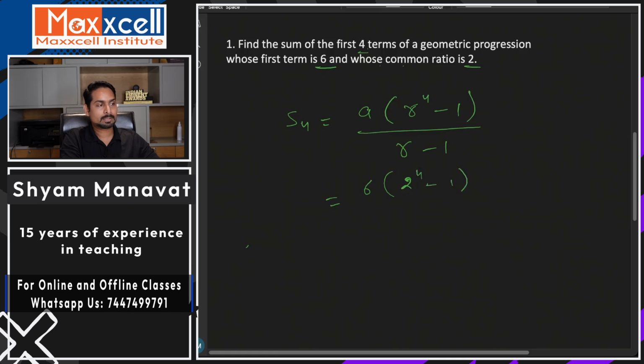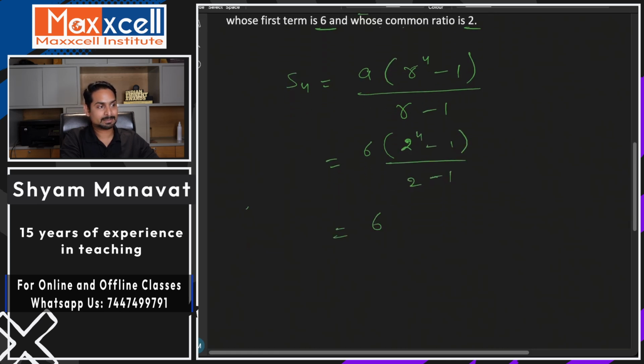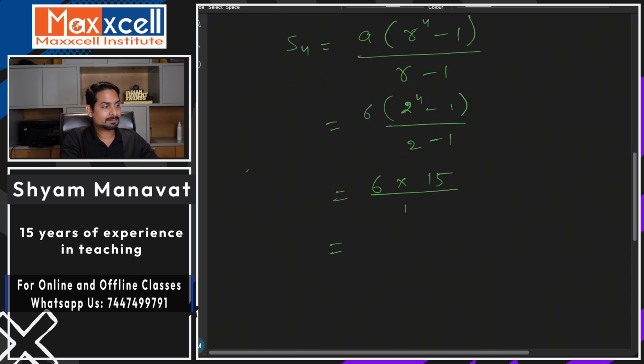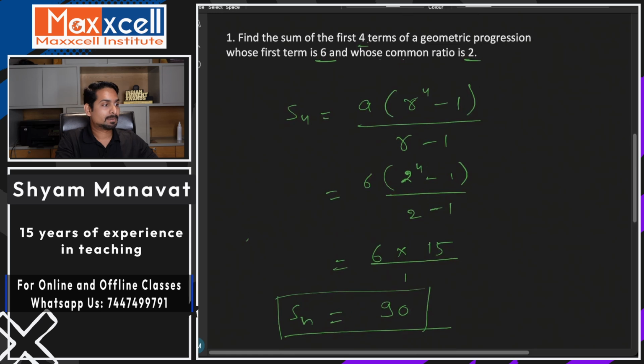Let's go further. 6 multiplied by 2 raised to 4, which is what? 16. 16 minus 1 is 15, by 2 minus 1 is 1. We never write 1 in the denominator or in multiplication. Now 15 times 6 is 90. So this is your sum of n terms in GP. Are you getting it? Are you getting how to apply the formula? Yes. Let's try a couple more questions.